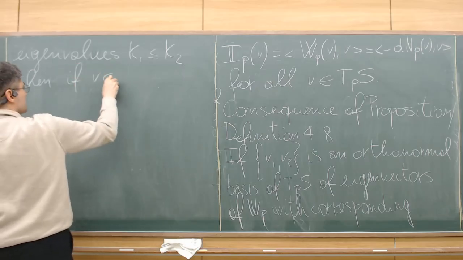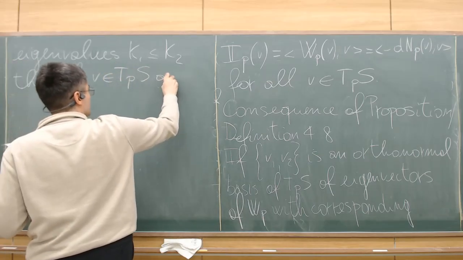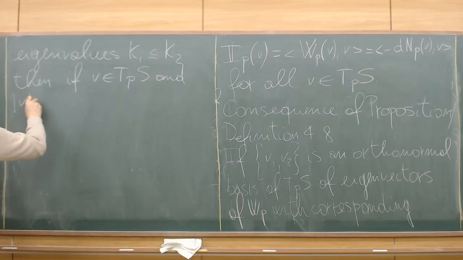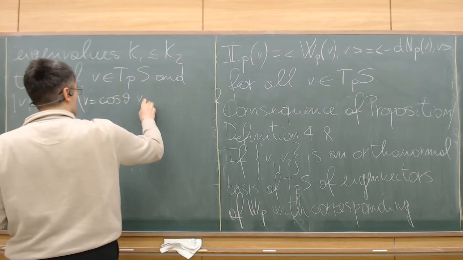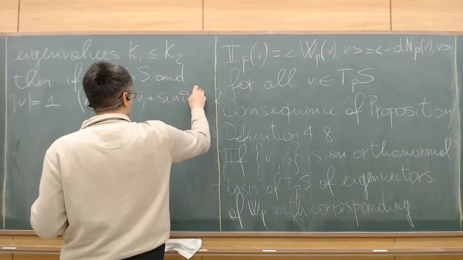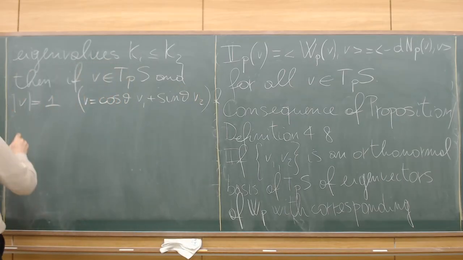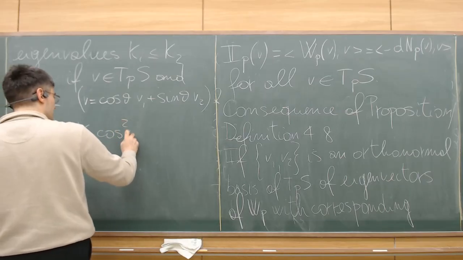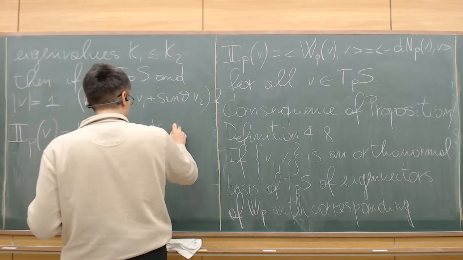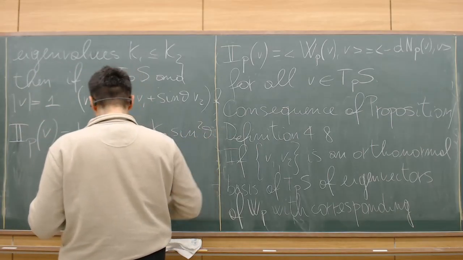if V is in TPS and its length is equal to 1, then I can write V as cosinus of theta V1 plus sinus of theta V2. The second fundamental form evaluated at V is equal to K1 cosinus square theta plus K2 sinus square of theta.